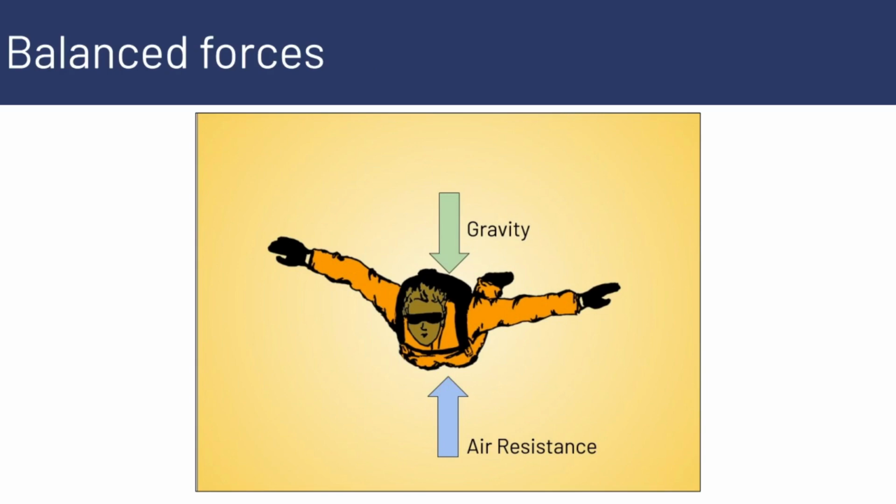Here, though, we have balanced forces. The gravity is now offset by the air resistance. You'll notice that the arrows are the same length. The force of gravity is the same as the force of air resistance. So this skydiver is now in terminal velocity, meaning that they can't go any faster. Gravity cannot pull them towards the ground any faster than they're already moving, because air resistance and the gravitational force are balanced for them. So they're moving at a constant speed.